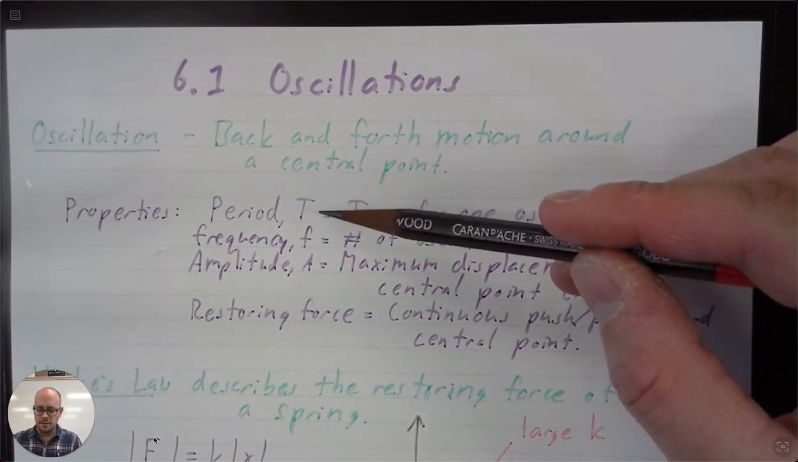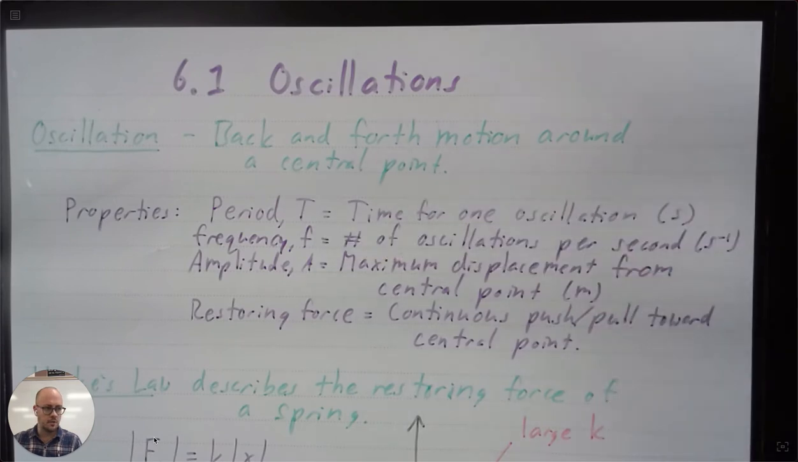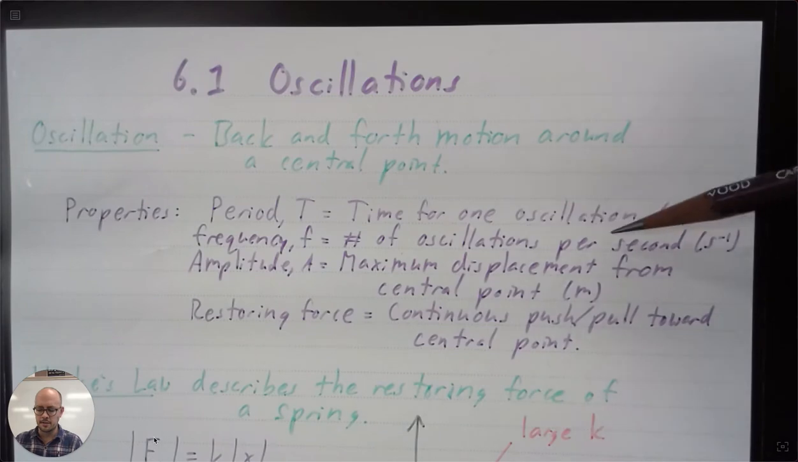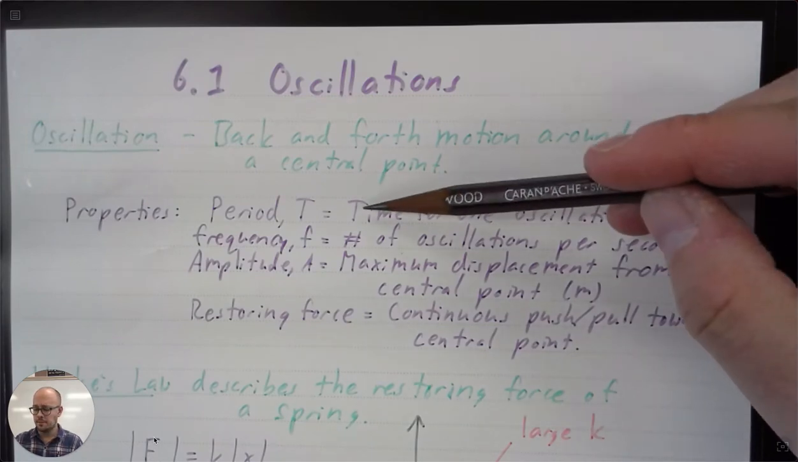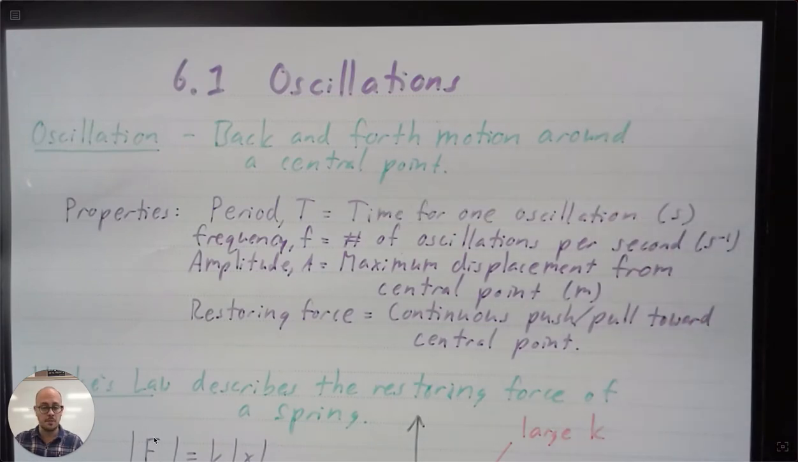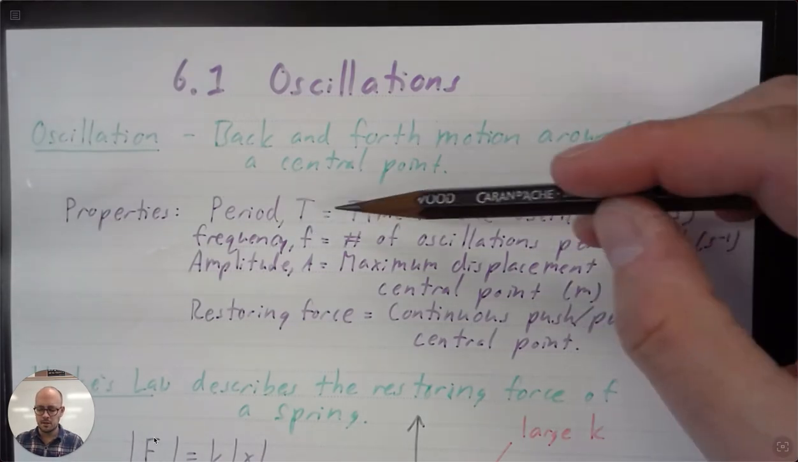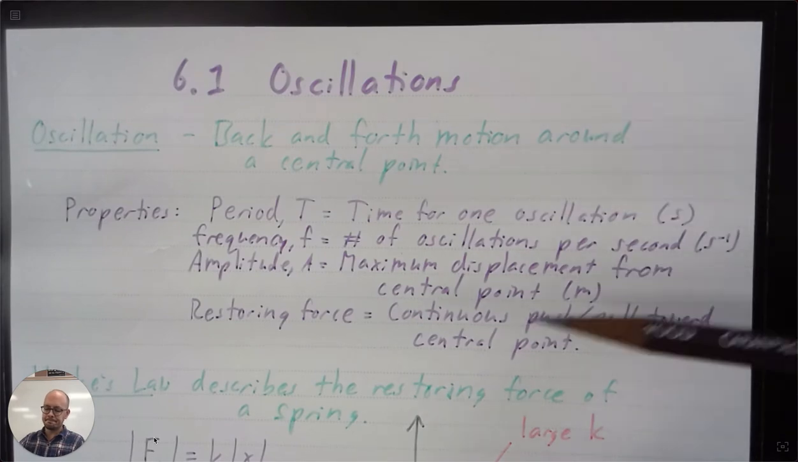Because oscillations have a period, they also have a frequency. So remember that these are reciprocals of one another. Frequency is the number of oscillations per second, and period is the time for one oscillation. So the frequency is always 1 over the period, and the period is always 1 over the frequency.